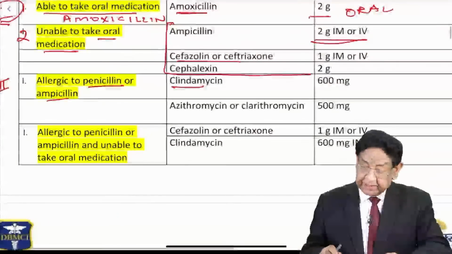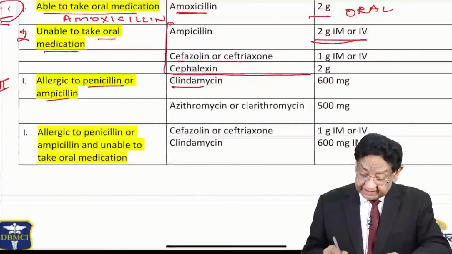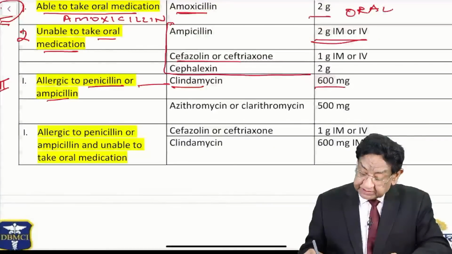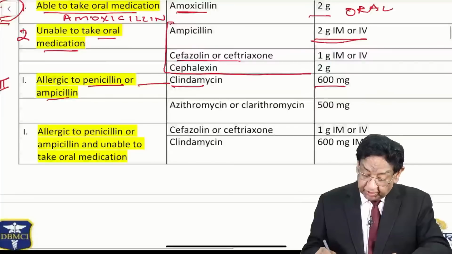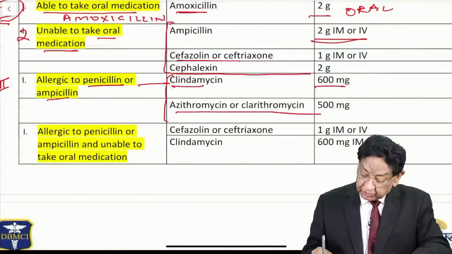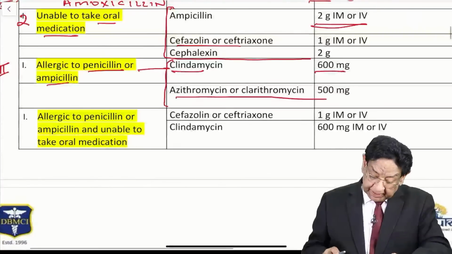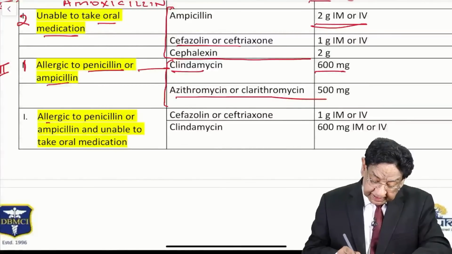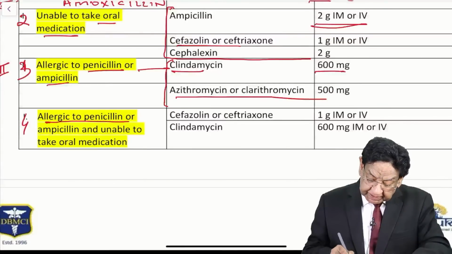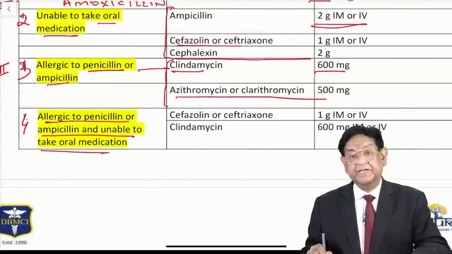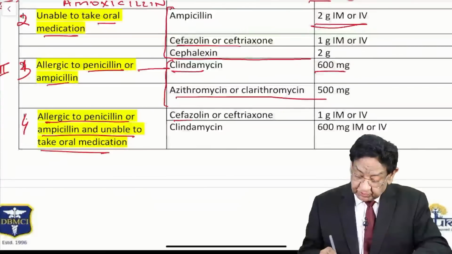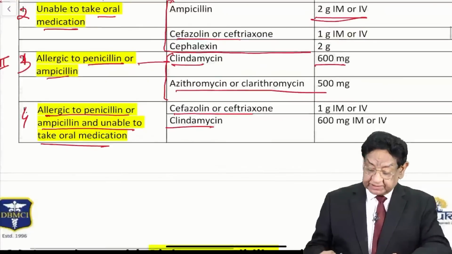Now, patients allergic to penicillin: in that case, you can give clindamycin 600 milligram before the procedure, or we can give azithromycin or clarithromycin, 500 milligram single dose before the procedure. Then scenario number 3 and scenario number 4: patient is allergic to penicillin or ampicillin and unable to take oral medication. Then we can give cefazolin, ceftriaxone, or clindamycin. So they are the drugs.